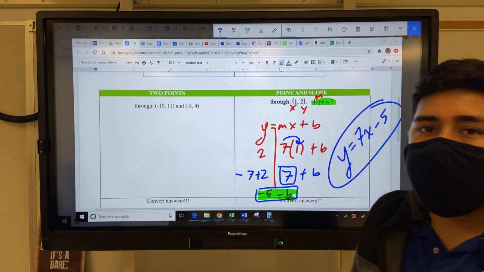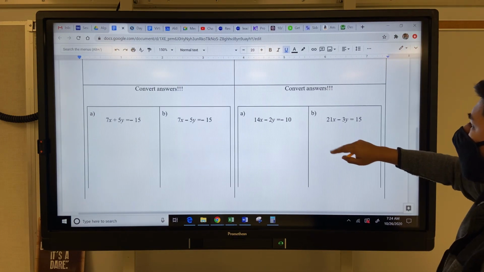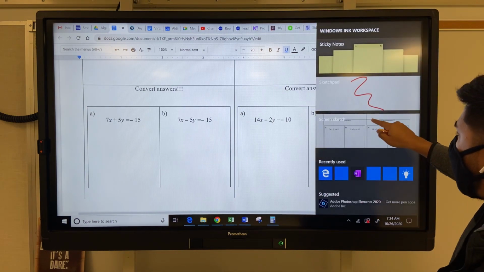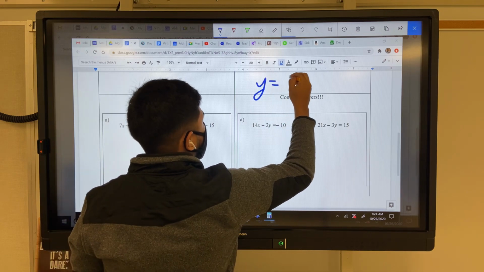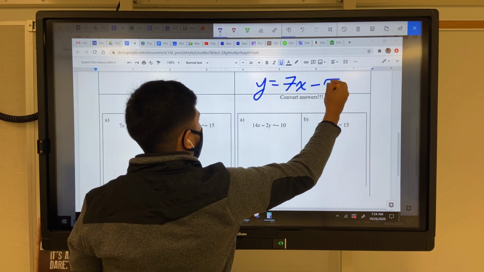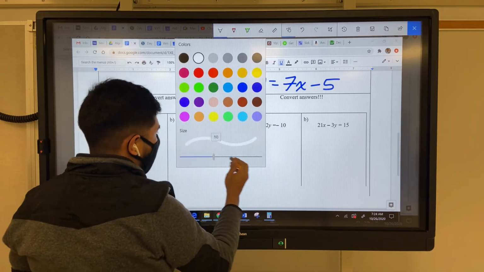And we convert the answers on the bottom. Let's do it. Y equals 7x minus 5. That's who I want. Let me erase some stuff real quick.